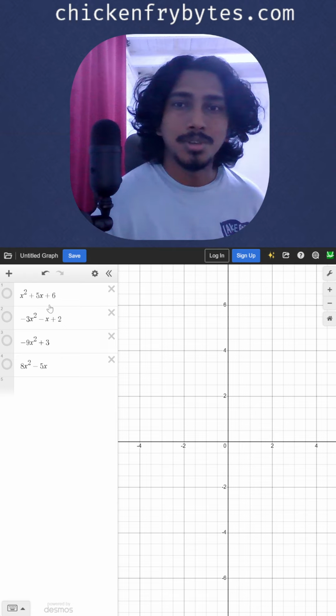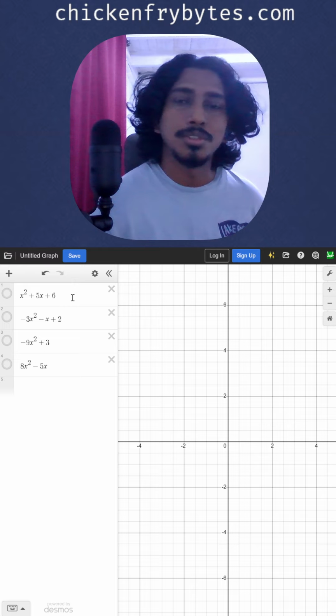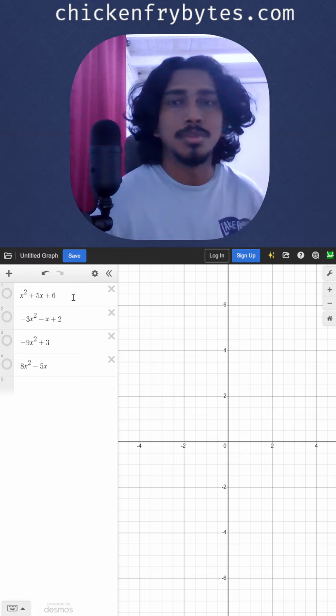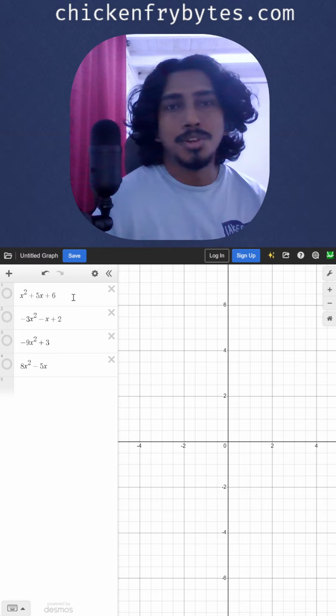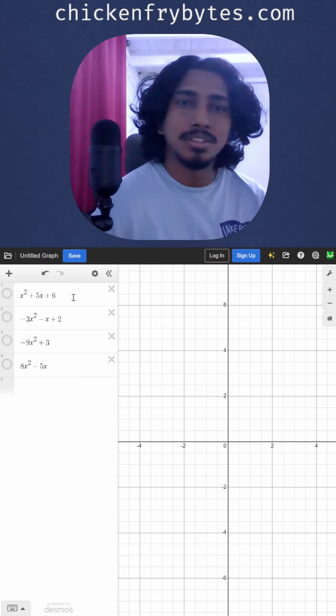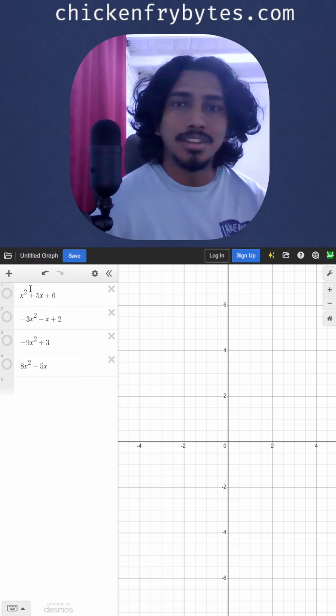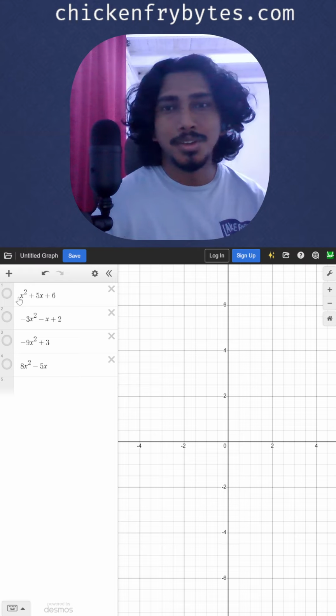First, we have x squared plus 5x plus 6. We just have to look at the coefficient of x squared to be able to determine if it's a maximum or minimum curve. So if you want, you can pause the video, have a quick look. Now I'll unhide the curve so you can see.